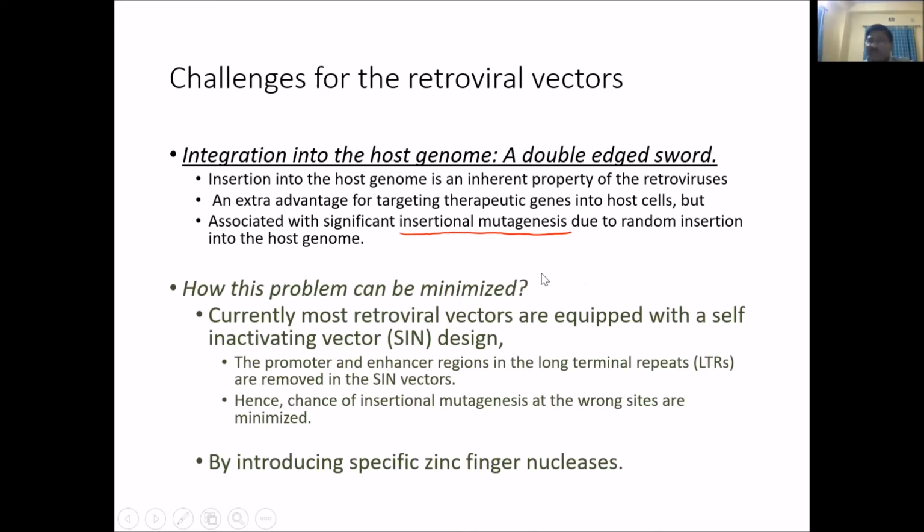So the scientists have also done this. They have equipped the retroviral vectors with a self-inactivating vector design, SIN. What do they do? It has been found, if you have read about the insertion of the proviral DNA or proviral RNA from the retroviral molecule, the long terminal repeats of the virus, that means if this is the virus molecule, it has several long terminal repeats at its 5-terminal and 3-terminal end. Now these long terminal repeats are known in short as LTRs.